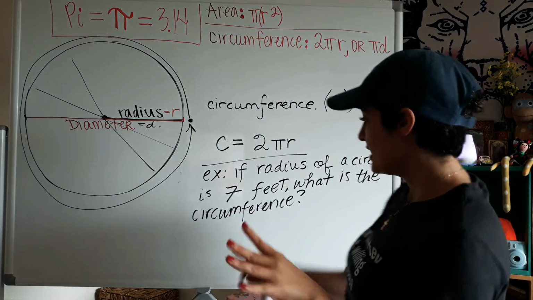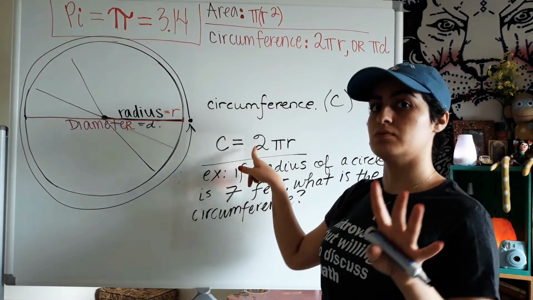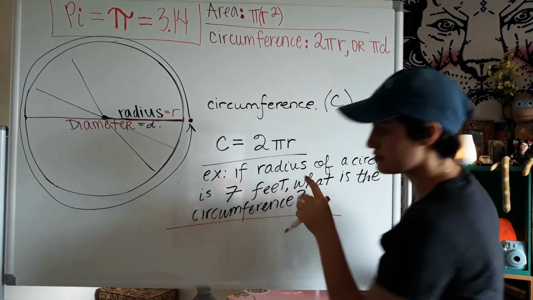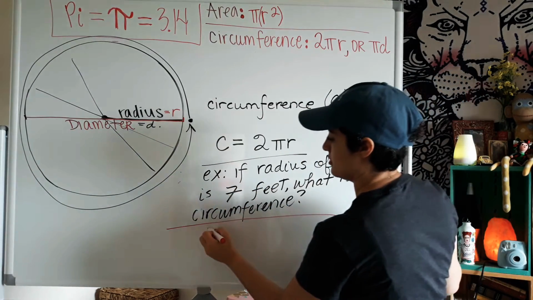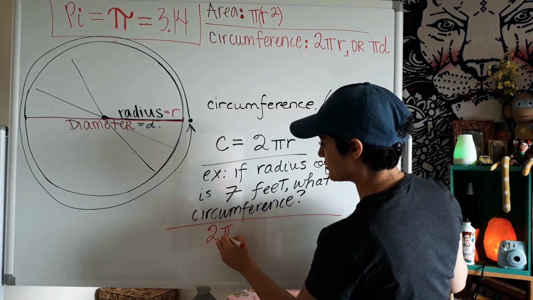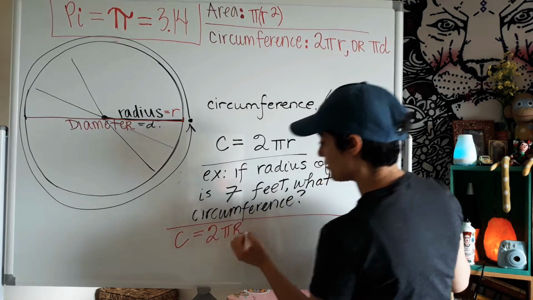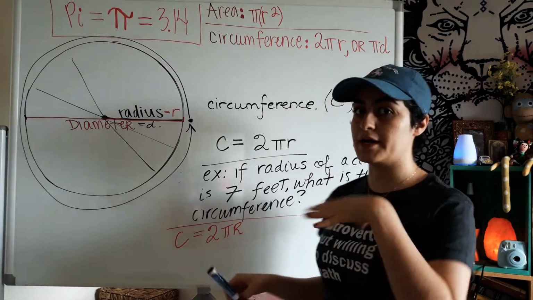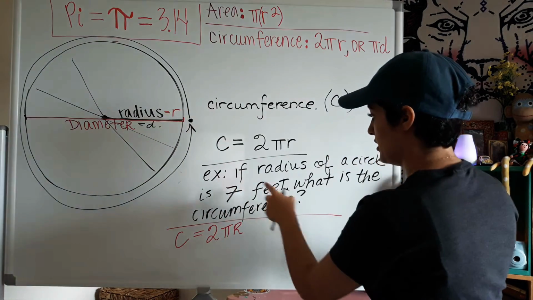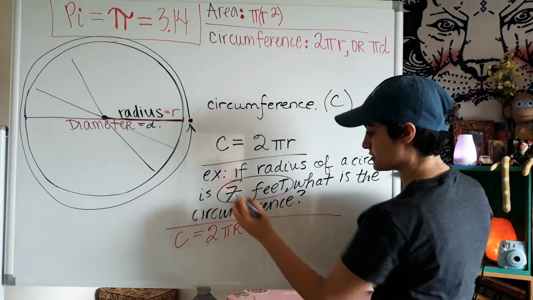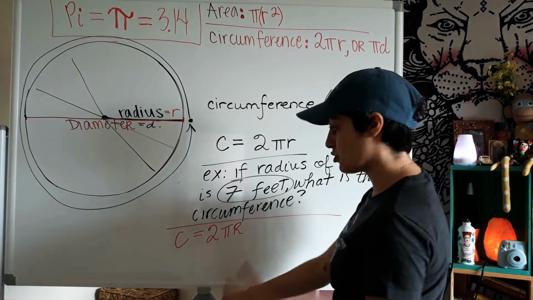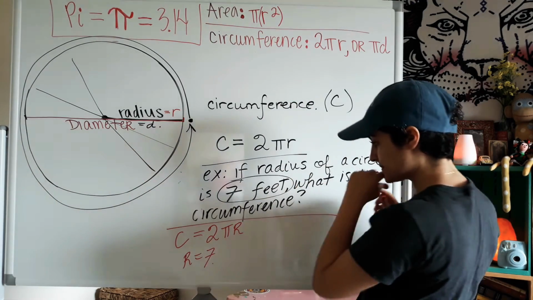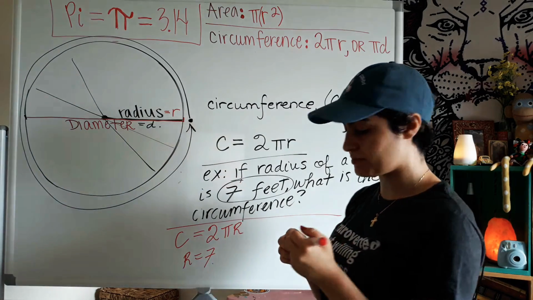All we do is, first things first, we write down our formula. I'm doing red. So this is us solving the example. This is the formula for circumference, 2 pi r, and it can be lowercase or uppercase, it doesn't matter. What they gave me is that the radius is 7 feet. So I know for a fact that my radius is 7. Now I'm going to plug in those numbers.